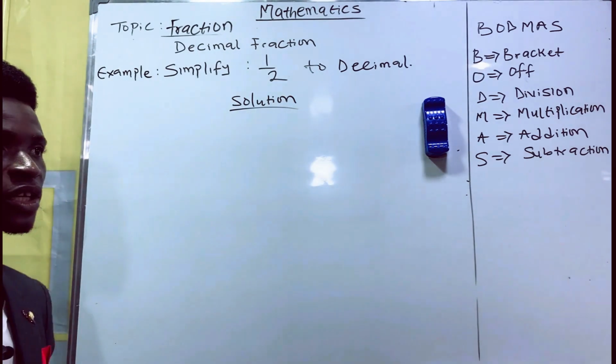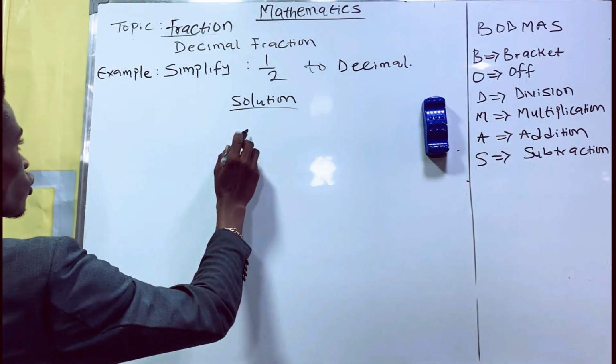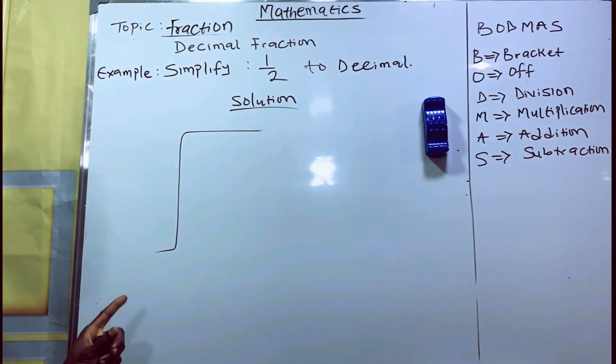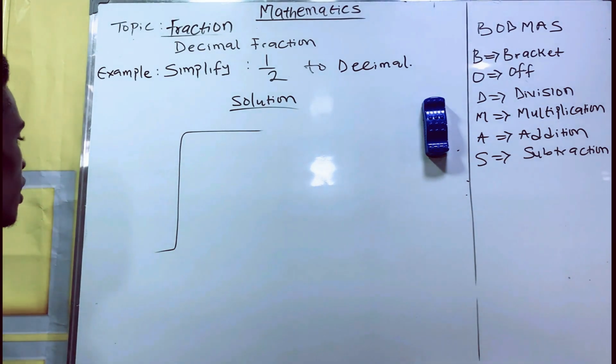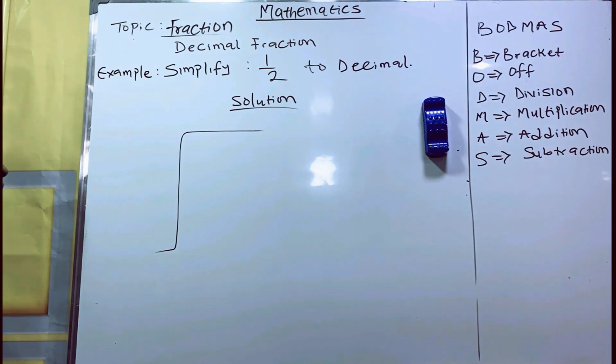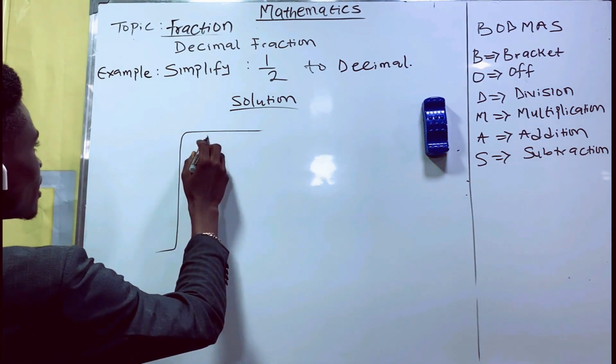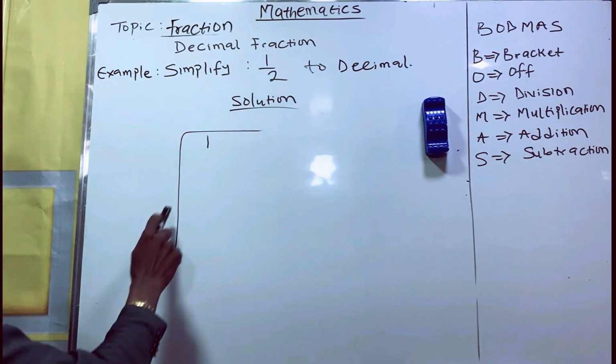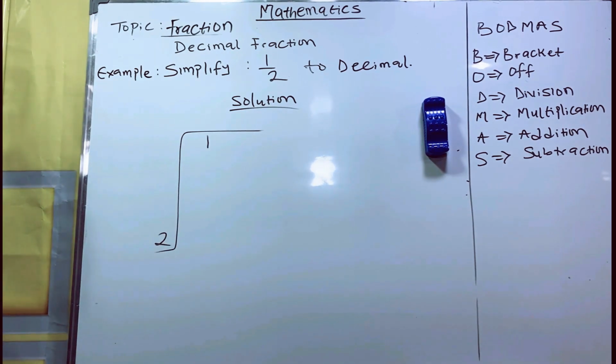Using long division, the first thing you do is to draw out this box. Can you see the box in form of Z? Now, the number you are to divide will be inside. 1 is to divide 2. So 1 will be inside, 2 will be outside.